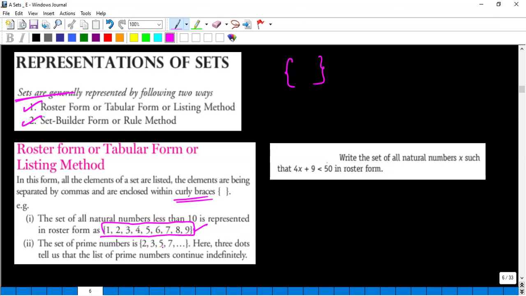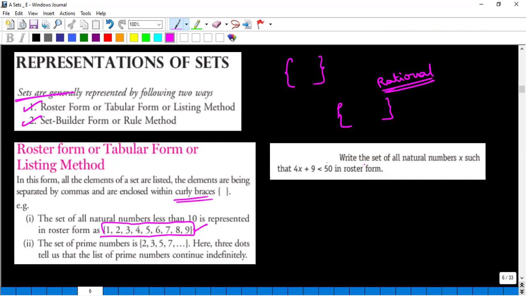Here comes a question. I wanted to represent all rational numbers. Can we write all the rational numbers in the listed form? It's not possible because rational numbers will not follow any rule like natural numbers or whole numbers or integers. So we need to have some other method that we will see.